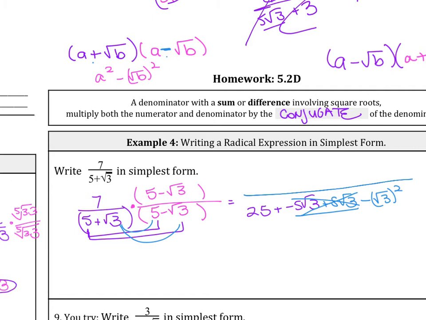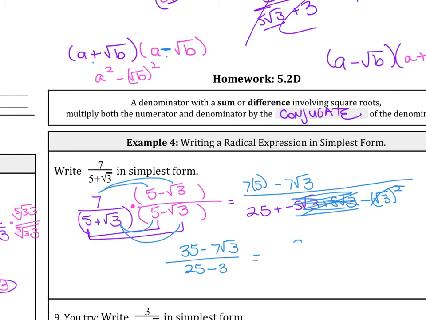Then the top we have to distribute. So this becomes, I'll write it the long way, 7 times 5 minus 7 times root 3. Now let's simplify. 7 times 5 is 35 minus 7 root 3. And then we have, everything disappears here, we have 25 minus square root of 3 squared. It cancels out that square root, right? So we have minus 3.